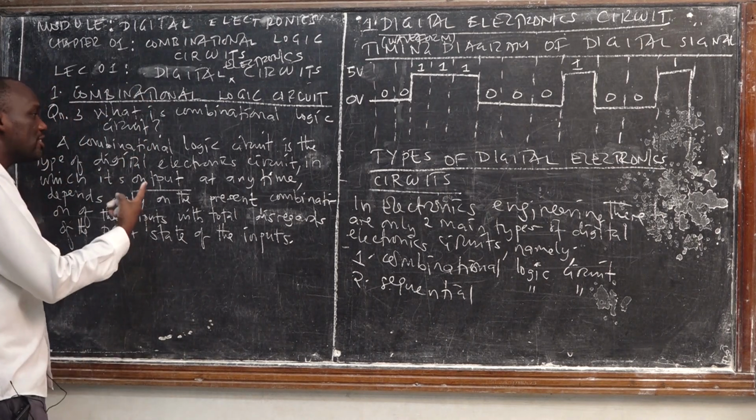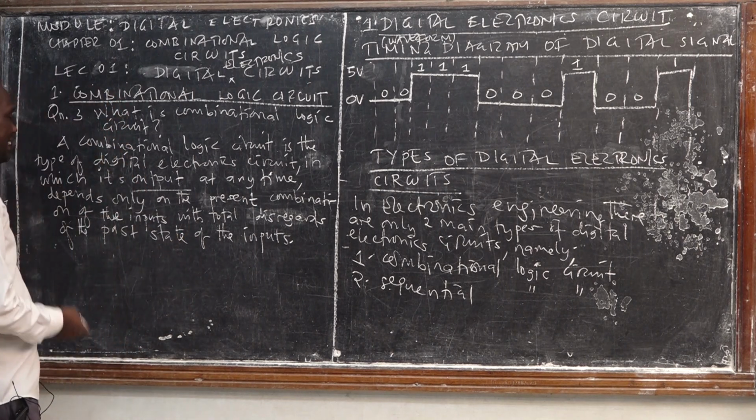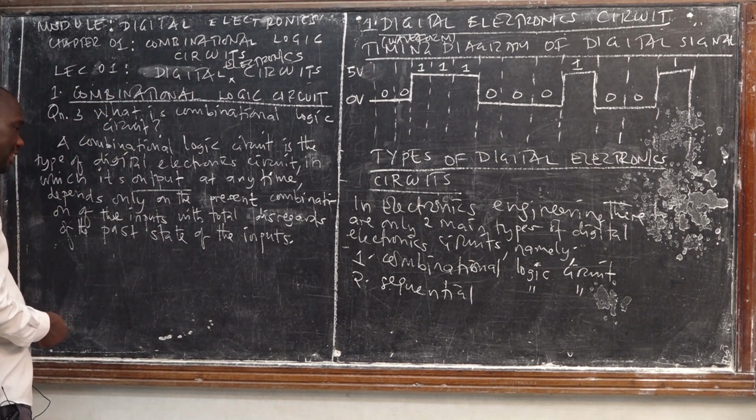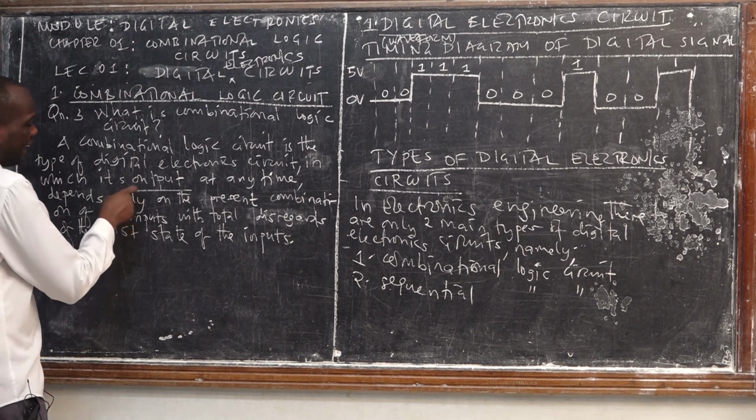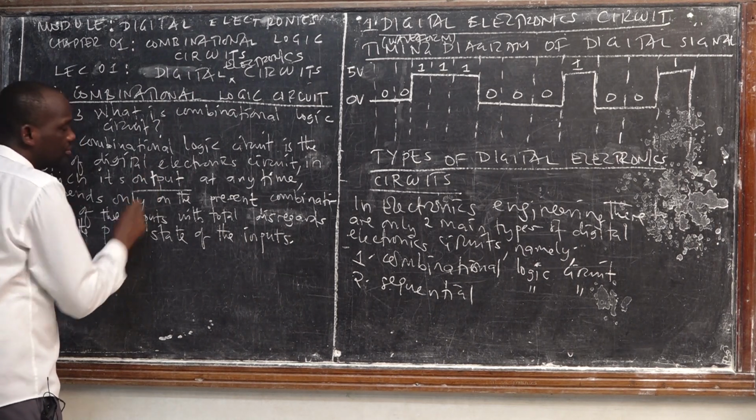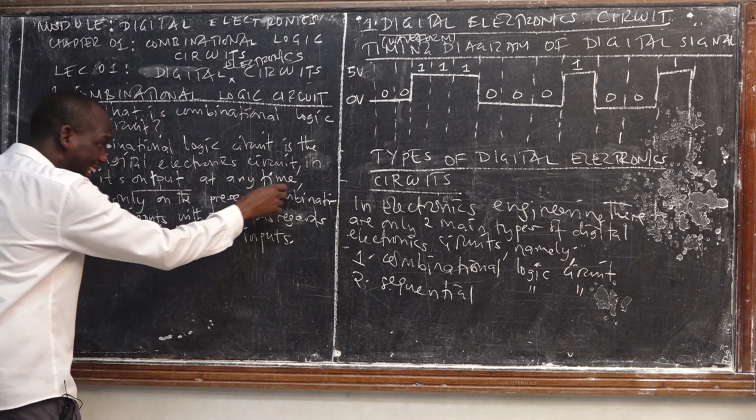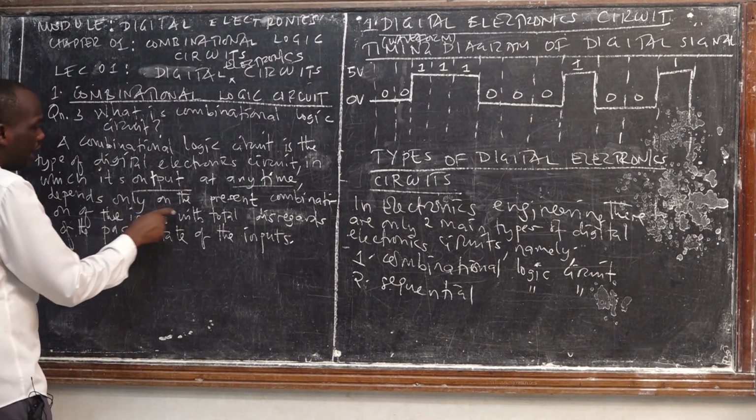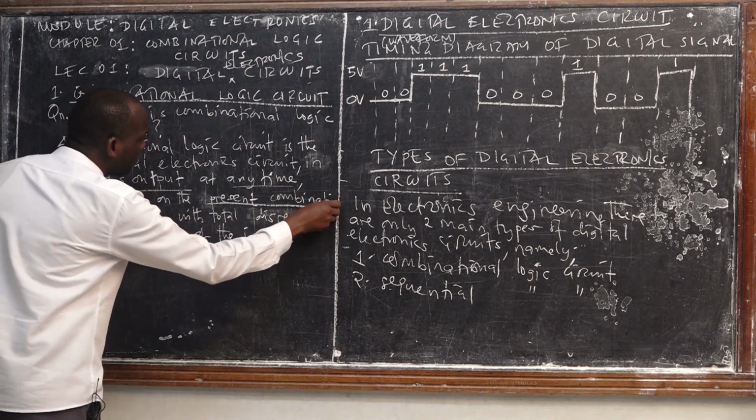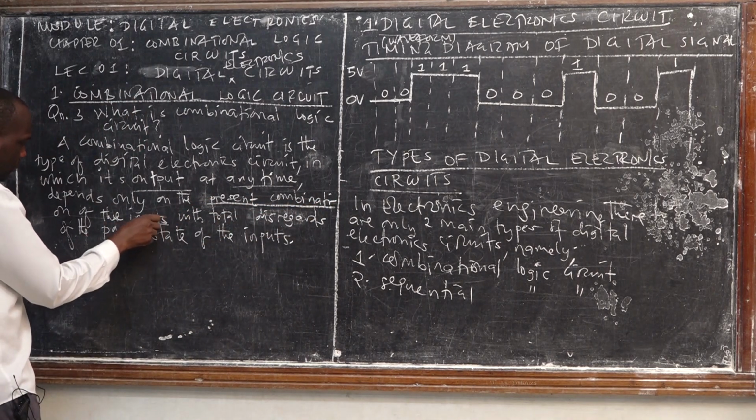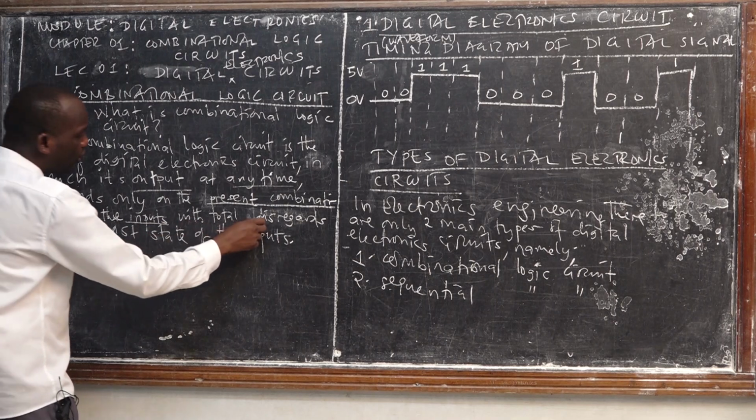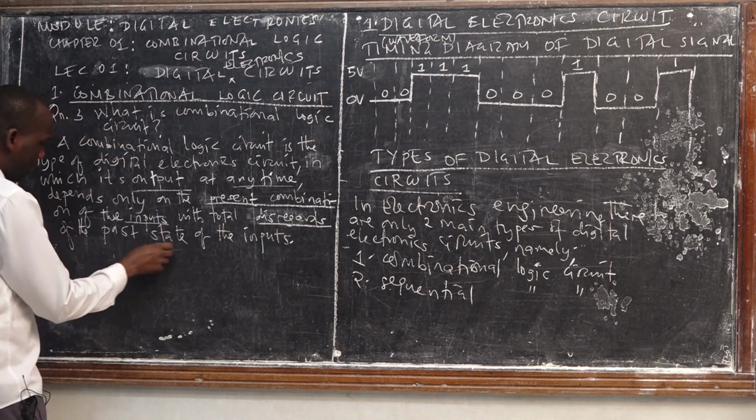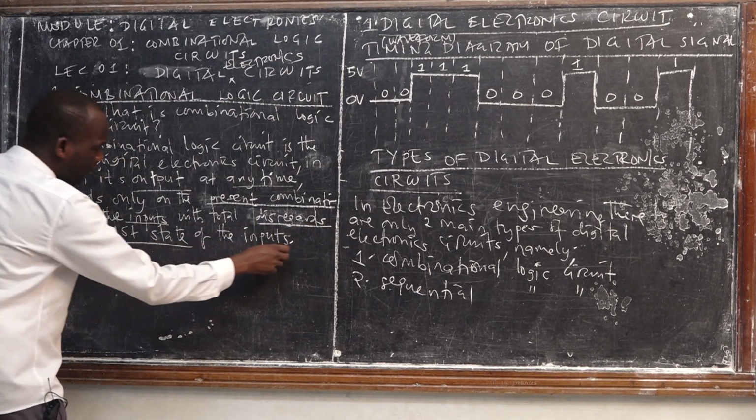Okay, so a combinational logic circuit is a type of digital electronic circuit in which its output, at any time, depends only on the present combination of the inputs, with total disregard of the past state of the inputs.